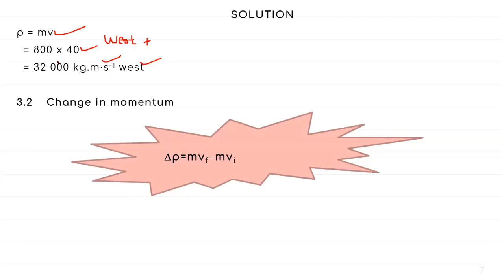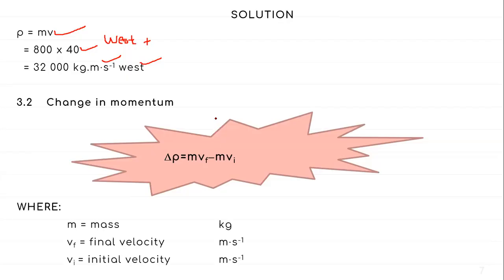Now, the momentum of an object can change. What would cause the momentum of an object to change? That is if the velocity of the object increases or if the velocity of the object decreases. The mass of the object, we hardly deal with problems where the mass of the object changes. So for your purposes, the mass of the object will remain constant, but the velocity of the object will be changing.